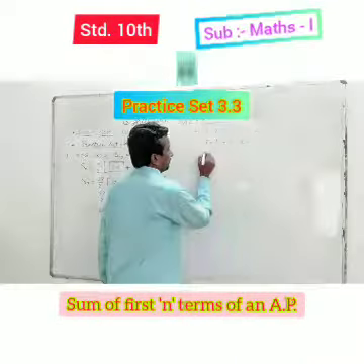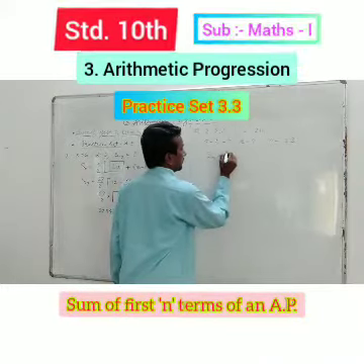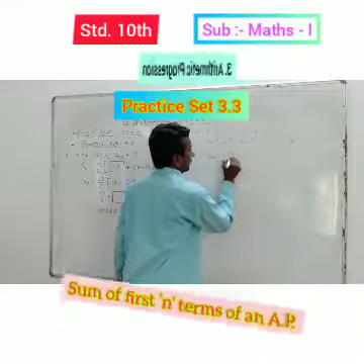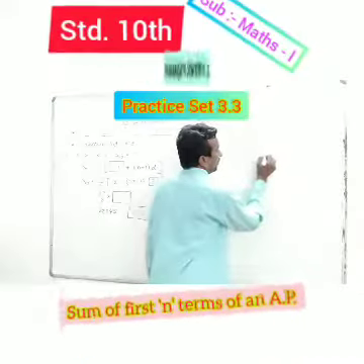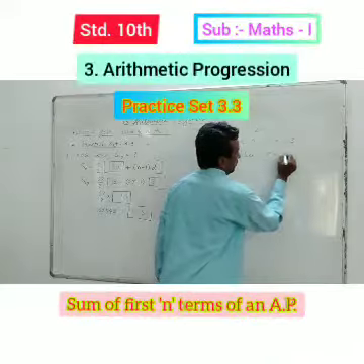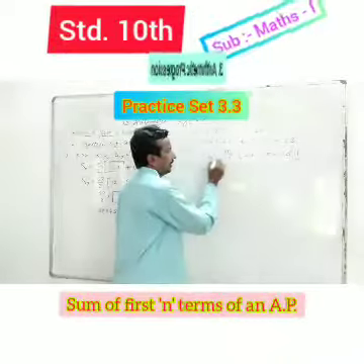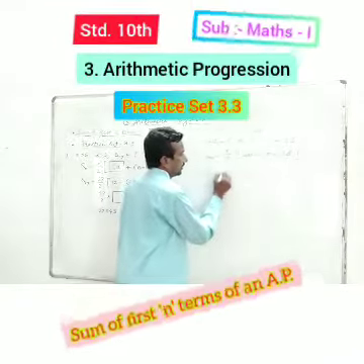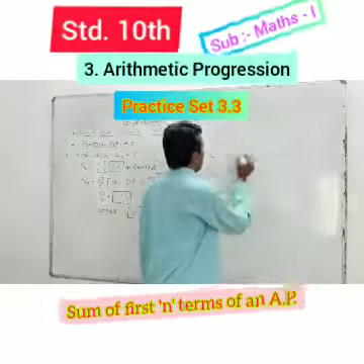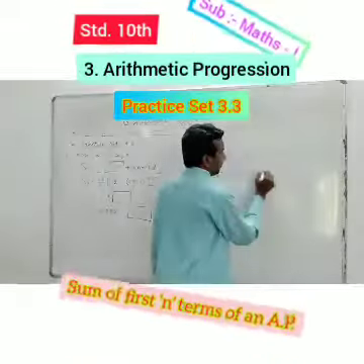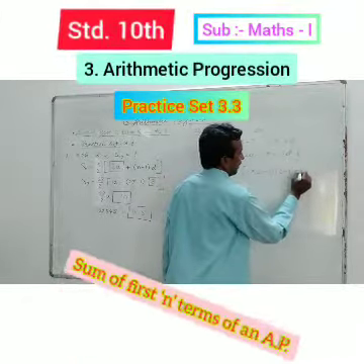Now find Sn, the sum. The formula for that is Sn is equal to n upon 2 into 2a plus n minus 1 into d. Now put the values. The value of n is 123, so again 123 upon 2 into 2 into a. The value of a is 2, plus n is 123 minus 1, into d. The value of d is also 2.